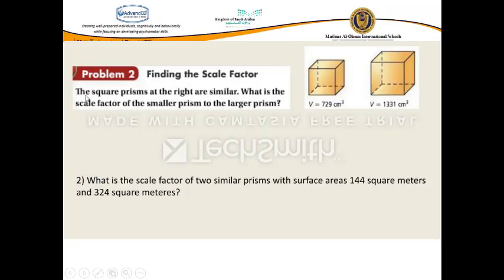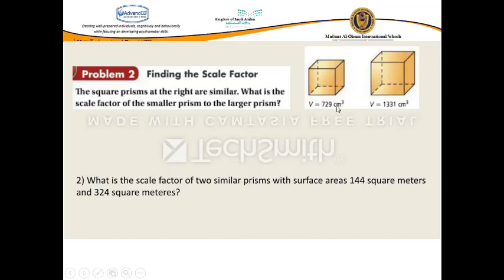Looking at this example, the square prisms at the right are both similar. What is the scale factor of the smaller prism to the larger prism? As we see, we have two volumes: volume 729 cubic centimeters and the other volume 1331.